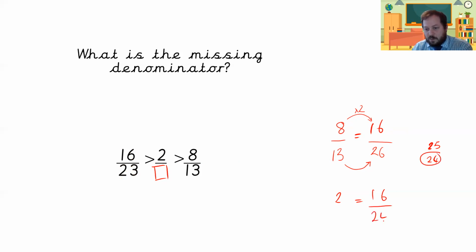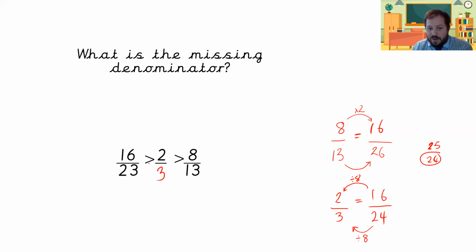So if I put 24 in there, what do I have to do to get from 16 down to 2? Well, I divide by 8. So could I use 25? Well, 25 divided by 8 is not a nice number. 24 divided by 8, on the other hand, that is a nice number. 24 divided by 8, sorry, is 3. So the number I'm missing over here is 2/3.